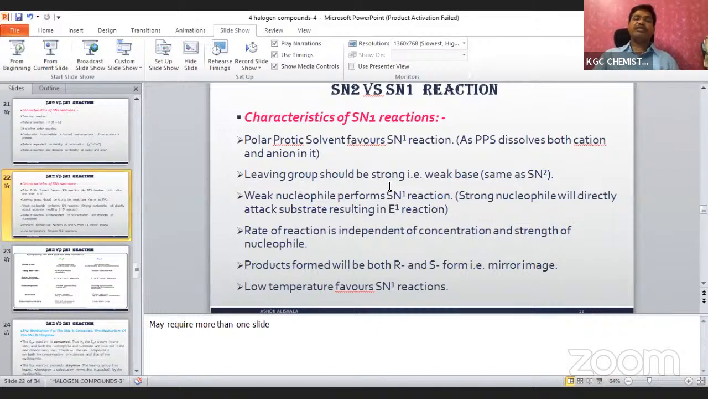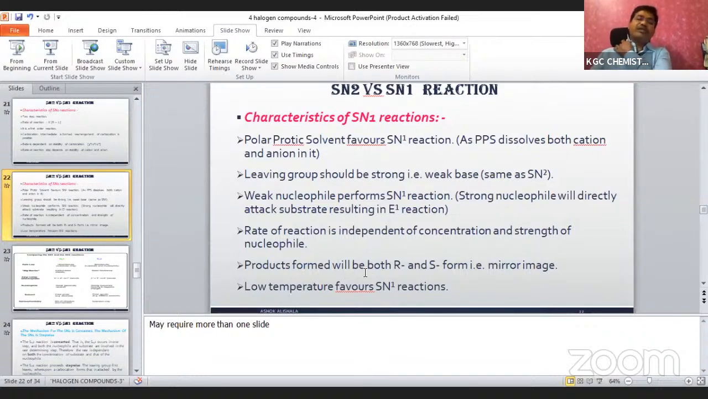The leaving group should be a strong acid's conjugate, that is a weak base, same as in SN2. A weak nucleophile performs the SN1 reaction. A strong nucleophile will directly attack the substrate, resulting in the E1 reaction. E1 means unimolecular elimination reaction. The rate of reaction is independent of the concentration and strength of the nucleophile.